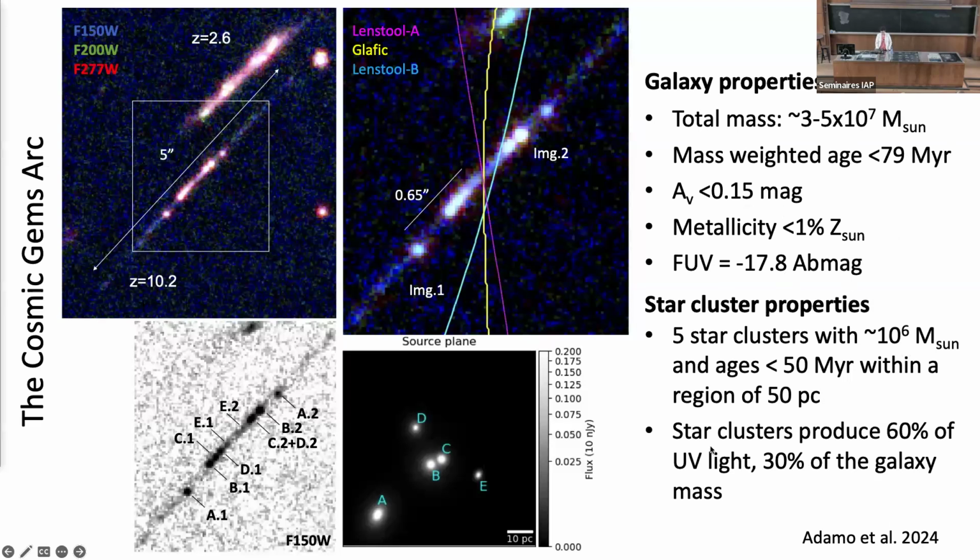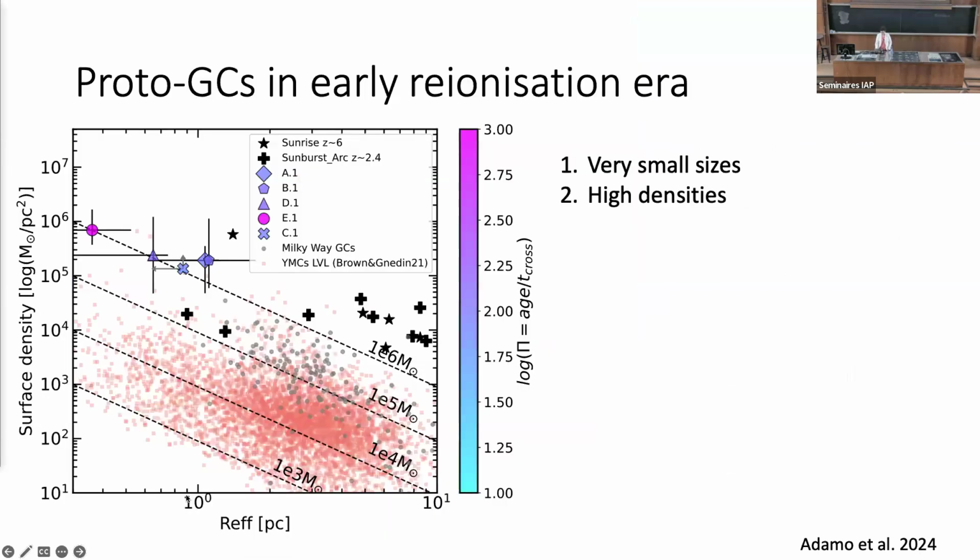For both the galaxy and the cluster ages, we derive ages that are roughly 50 million years for the oldest object, which seems to be E, and then it becomes slightly younger, with A being the youngest of all. When we look at stellar density now, this is really telling.